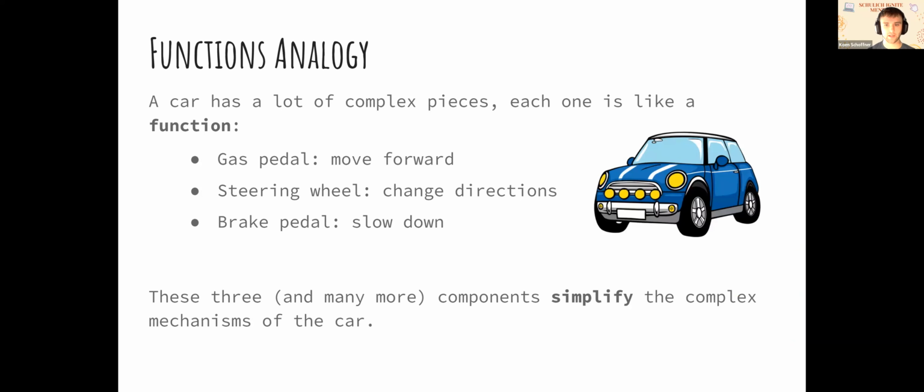So this is just an analogy to help you understand functions. The car has a lot of complex pieces, but each one is like a function. The gas pedal moves the car forward, the steering wheel changes direction, and the brake pedal slows down. These components simplify what the car actually does for the user, so that using them to move forward, change directions, or slow down is very simple. They don't actually have to operate the complex mechanisms that move the car forward.